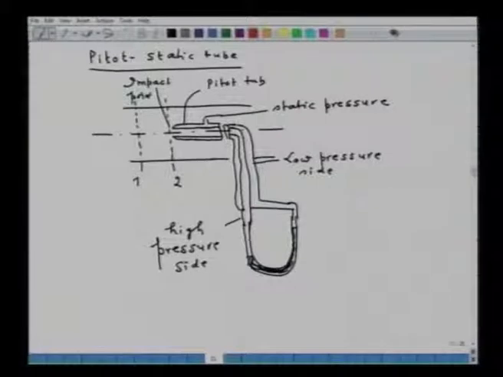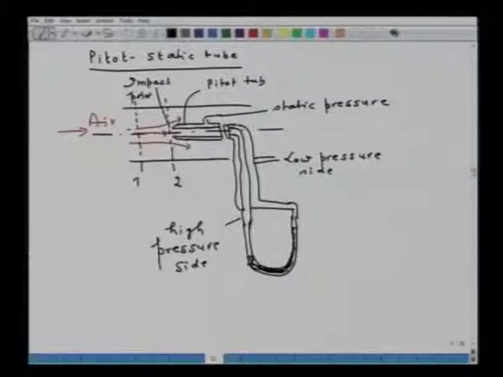So, as the flow hits here, these are the flow lines, say air is flowing this way as it hits. So, here the pressure, the high pressure, and you record the pressure differential with the help of the manometer. The impact point of the pitot tube faces the direction of the flow. As the flow strikes this impact point, its velocity becomes 0 and that is called the stagnation point, and the pressure which you record is called the stagnation pressure.